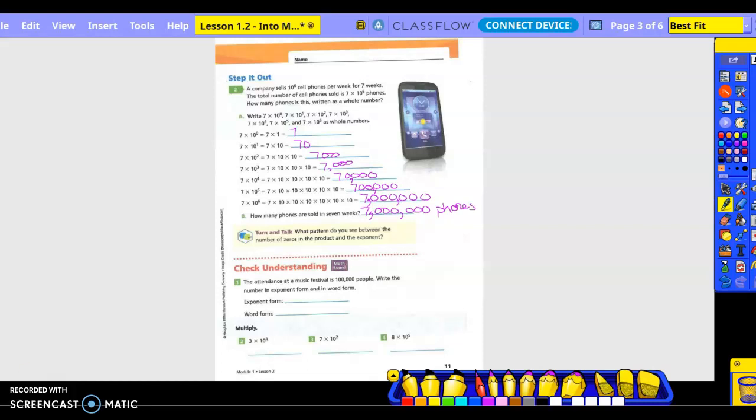Check understanding. Number 1. The attendance at a music festival is 100,000 people. Write the number in exponent form and in word form. So I'm going to write 10. And then how many zeros do I have there? 5, right? Okay. So we start with the exponent when we write it in word form.